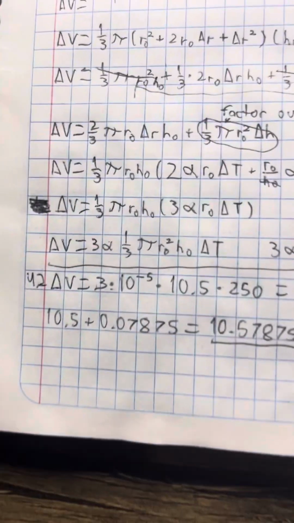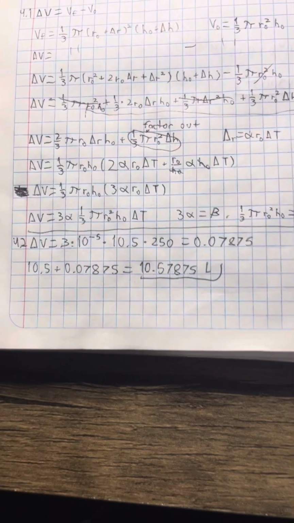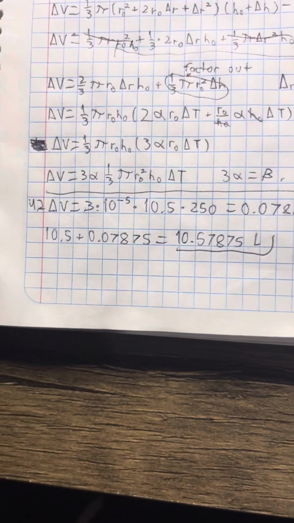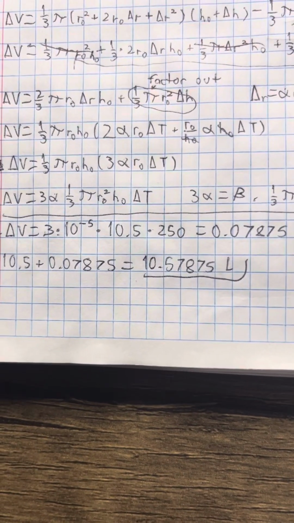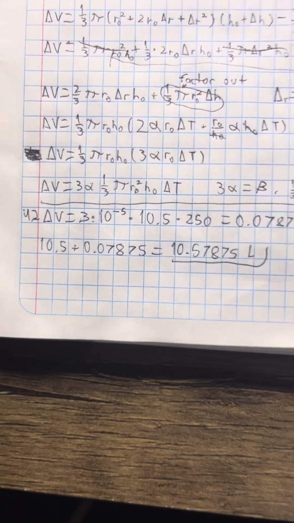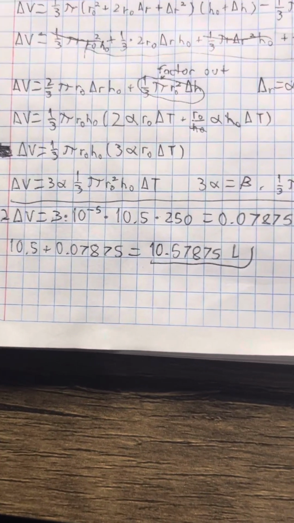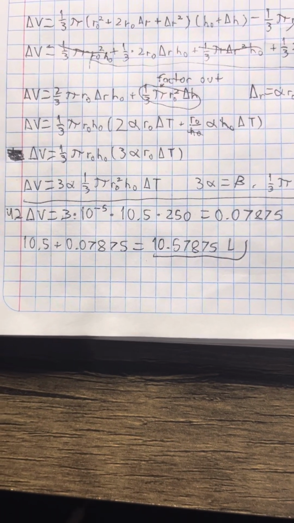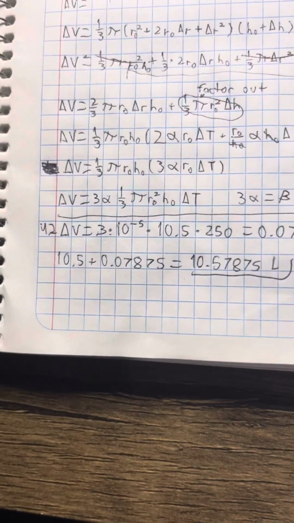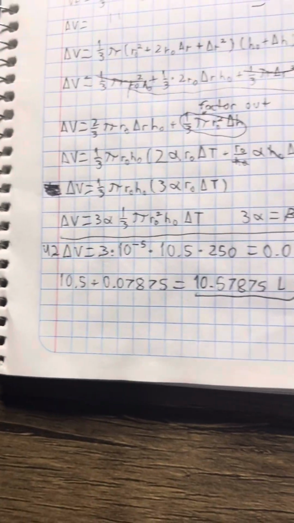And then for 4.2, you just replace the value of the initial volume, the difference in temperature, and the 3 alpha of the cone, and you get that the final volume the object will have after the thermal expansion, for these values they give us, is 10.57875 liters. That is a little expansion in comparison to the initial volume.